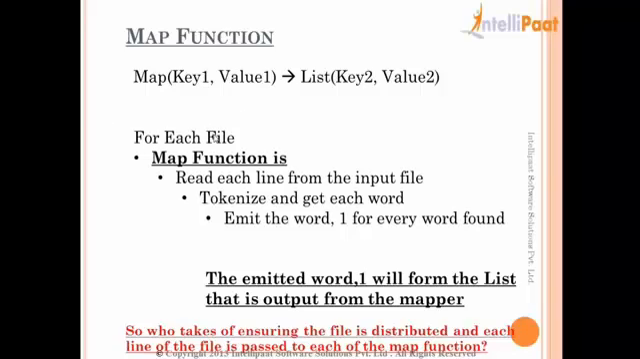You don't need to do all that. You just need to tell the function, the system, that this is the location of my file, and this is the map function, and I am going to use a text input format. So the moment you say it is a text input format, the system already understands that it's a text file.